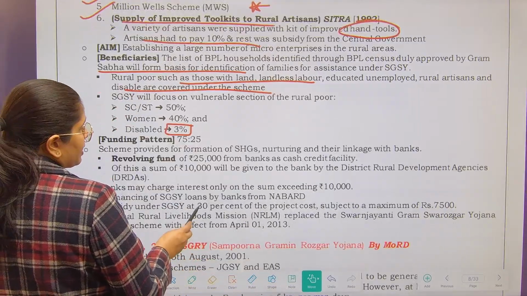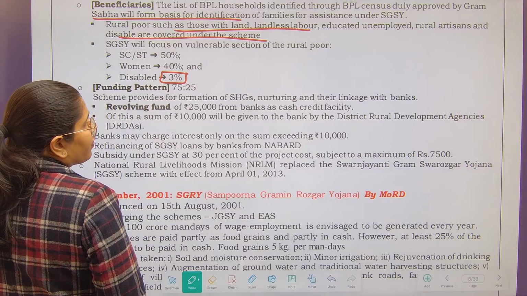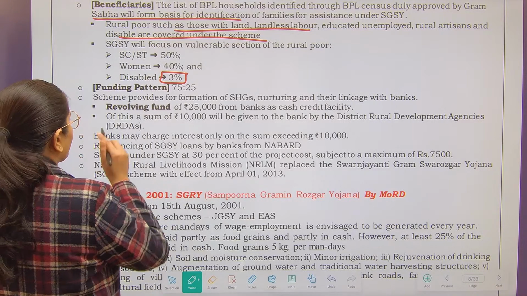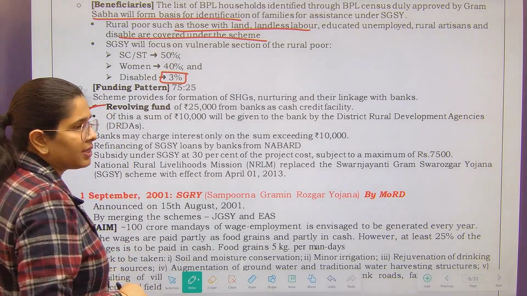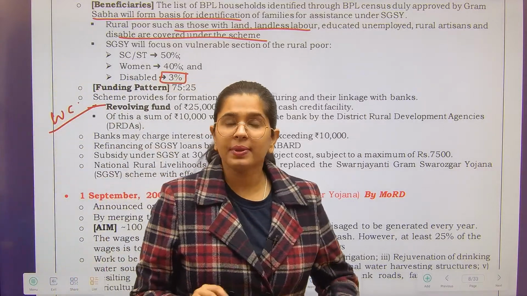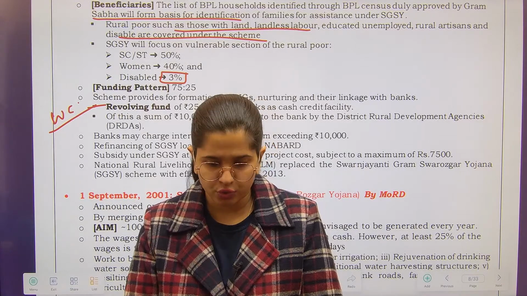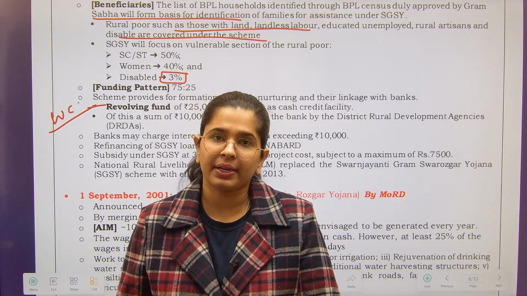Now funding pattern was 75-25. Revolving fund of 5,000 from the banks as cash credit facility. Revolving fund is a type of working capital. These are provided. See, in your business, one is the capital which is fixed, right? That is, you are going to need that. Apart from that, there is a working capital as well.